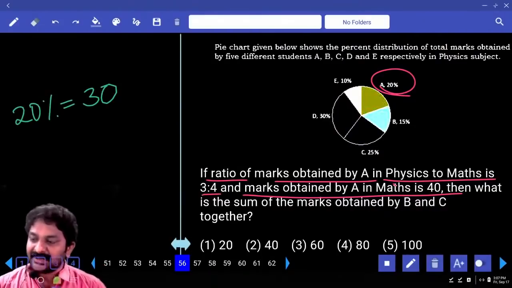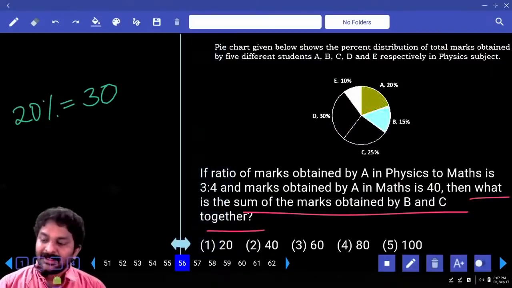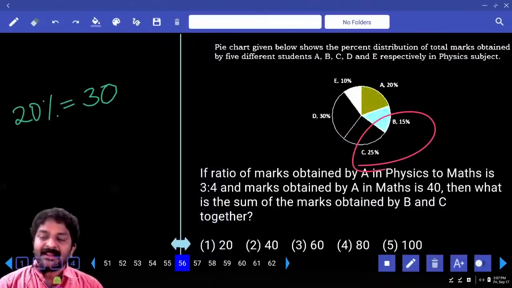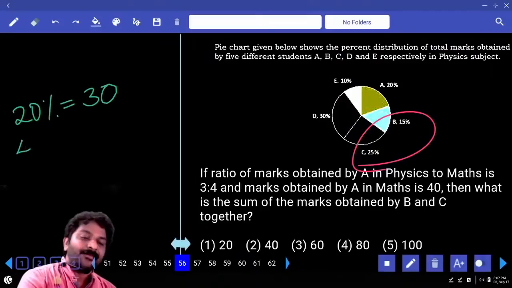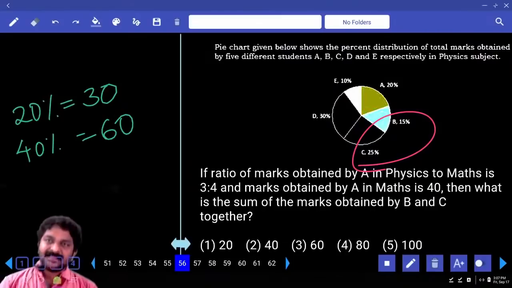Now the question: what is the sum of marks obtained by B, C together? B and C together, what percentage do we have? That means exactly double the previous number only. Answer must be 60.